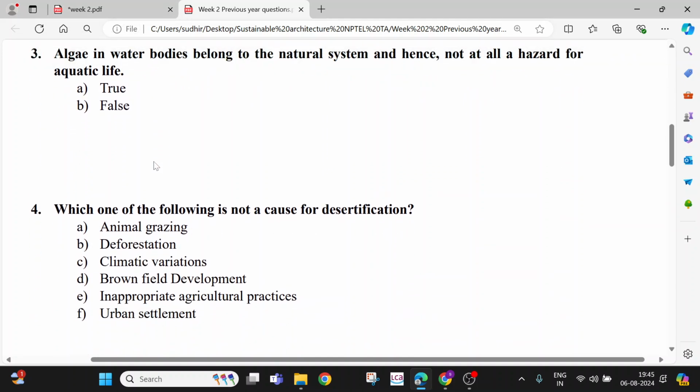This is question 4. I hope it is visible to all of you. Brownfield development. Option B is not a cause for desertification. So try to recall which causes of desertification were mentioned by the ma'am, and which one will be left, that will not be the cause of desertification. Option D, sir. Brownfield development. Somebody is saying option A.